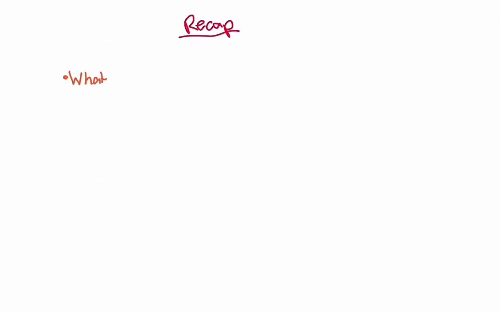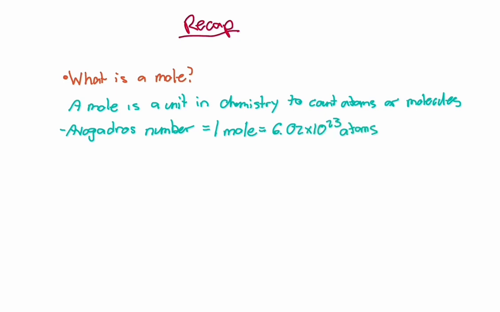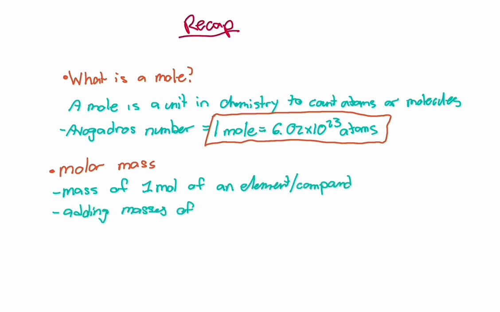To recap this video, we first went over what a mole is. A mole is a unit in chemistry used to count atoms, molecules, or ions by scaling up tiny particles to a measurable quantity. 1 mole of any substance is 6.022 times 10 to the 23 particles, also known as Avogadro's number. We also looked at molar mass, which is the mass of 1 mole of a substance, usually expressed in grams per mole. It's calculated by adding the atomic masses of all the atoms in a molecule. These atomic masses can also be found on the periodic table.